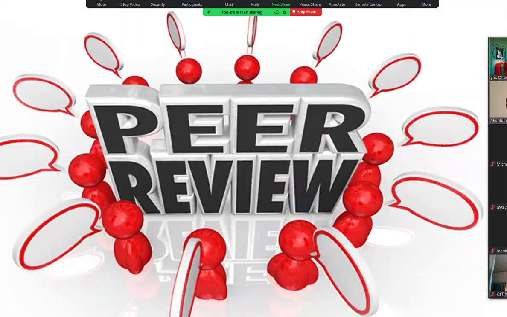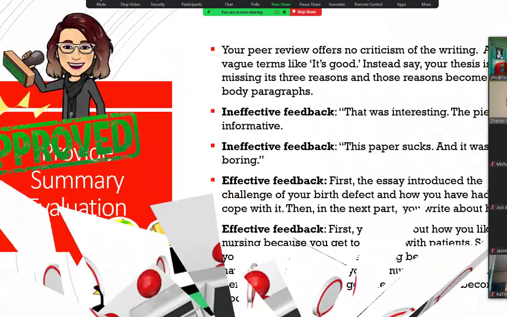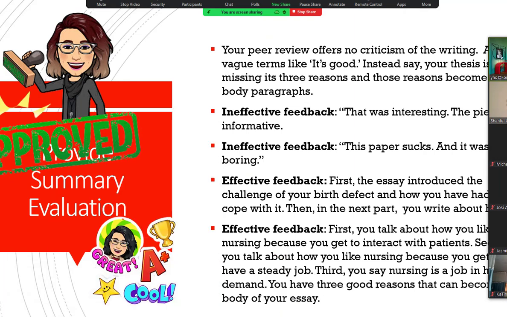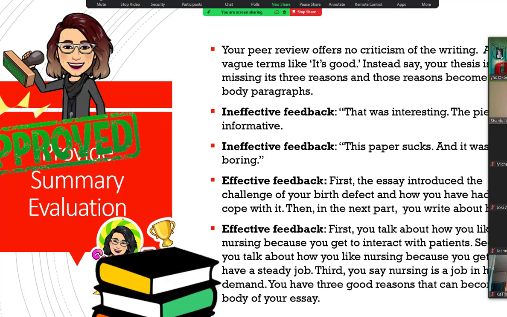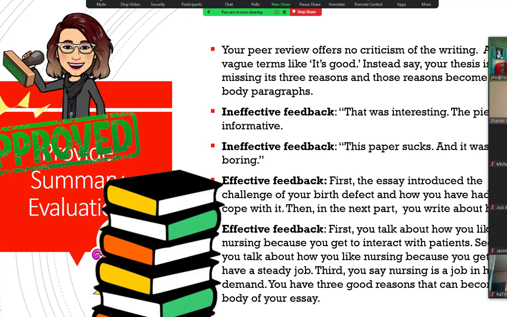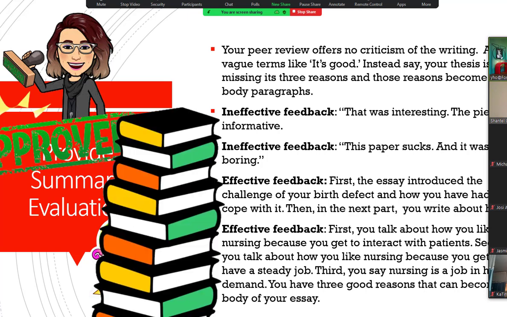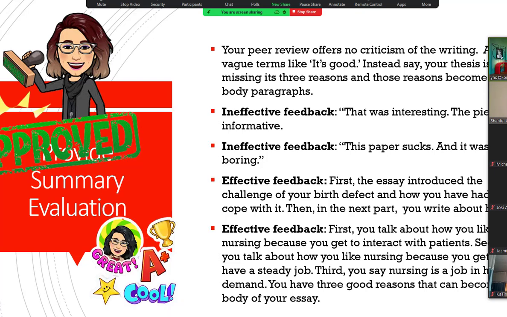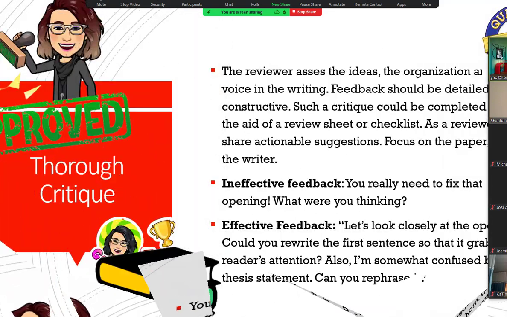Here are some peer review templates of past students. Ineffective feedback: "That was interesting." "Your paper was informative." "This paper sucks and it was boring." Effective feedback: "You need to work on your essay structure. Your thesis statement does not connect to your topic sentences." Or you would say, "Your paragraphs are too short."